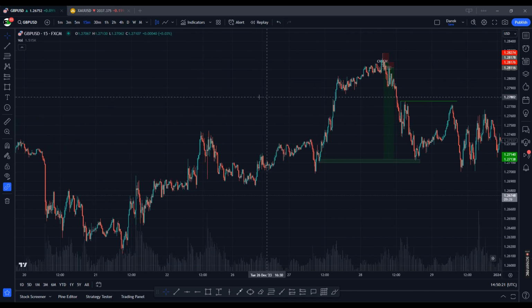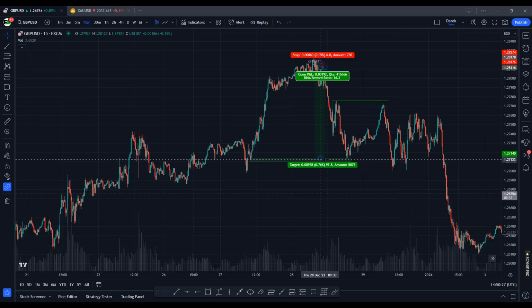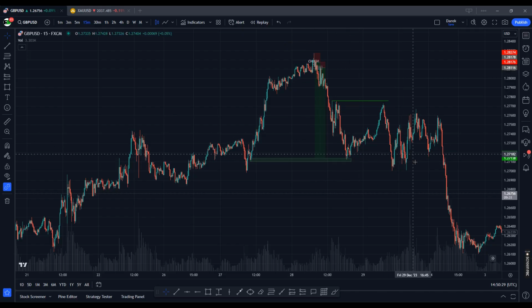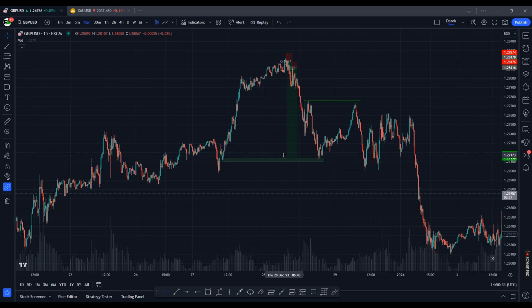You follow the structure, and unless you get a clear indication that price is reversing, there is no need for you to close your trades. Of course you're still taking profits as price moves down, but you should keep at least a portion of your trade and let it run as long as possible.